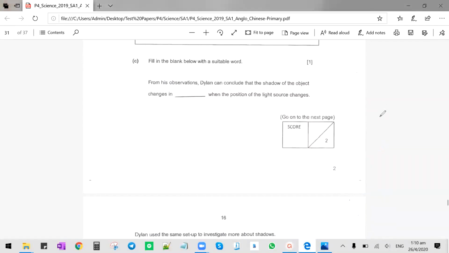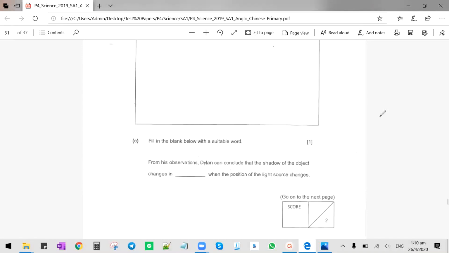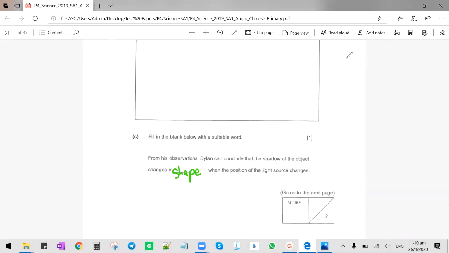Fill in the blank below with a suitable word. From his observations, Dylan can conclude that the shadow of the object changes in what? When the position of the light source changes. Okay? It changes in shape, right? When the light source is changing, the shape changed. From different angles, you see different shapes. Alright? Reminds you of the MCQ question, right, in this same paper. I'm gonna erase this.